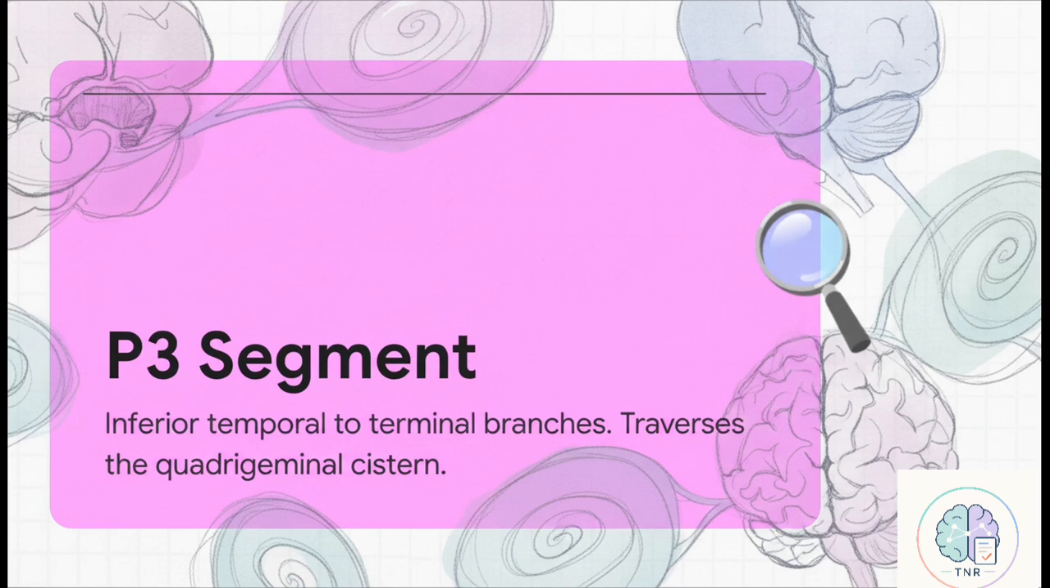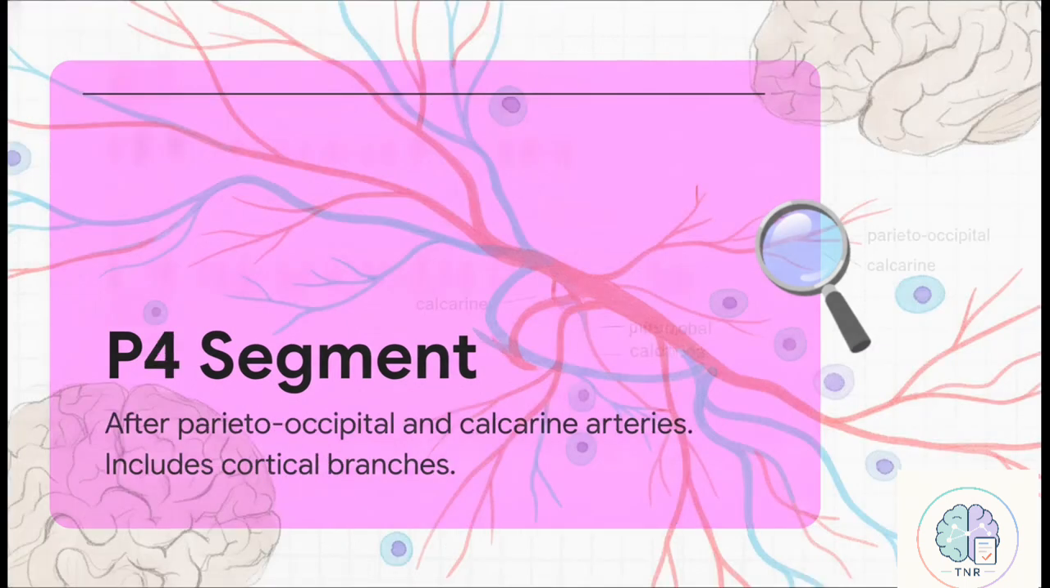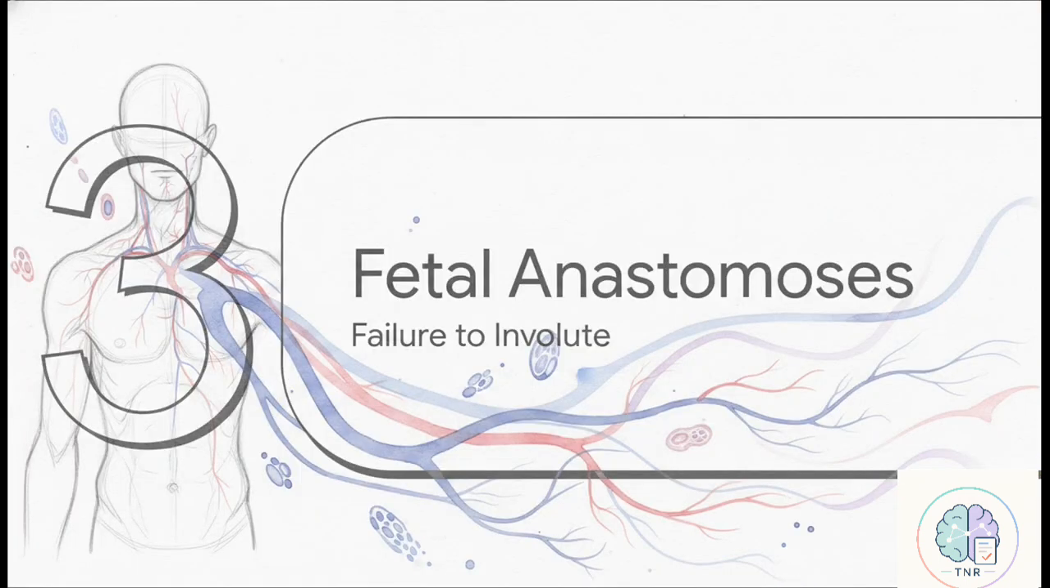Because it exclusively traverses the quadrigeminal cistern, it is, appropriately enough, known as the quadrigeminal segment. Easy, right? Finally, P4. This represents the absolute distal end of our PCA journey. It's the segment extending out after the origin of the parieto-occipital and calcarine arteries. So this section pretty much exclusively encompasses the cortical branches of the PCA, wrapping up our normal posterior circulation map. All right, Section 3, Understanding Fetal Anastomosis.